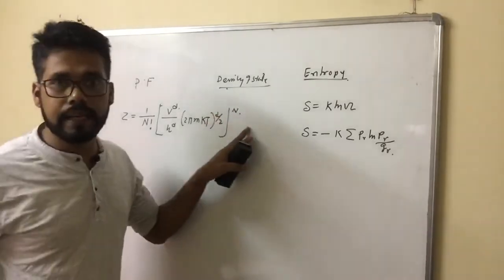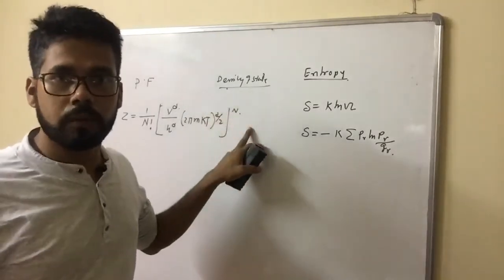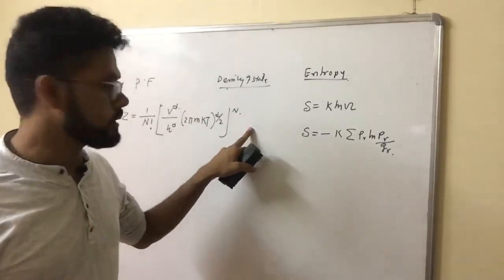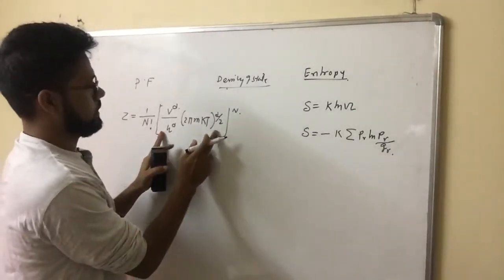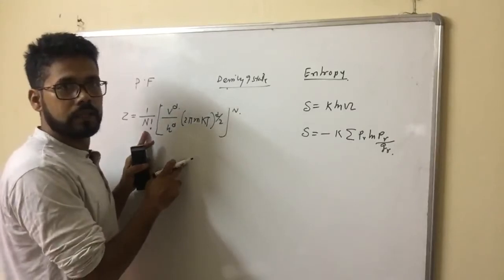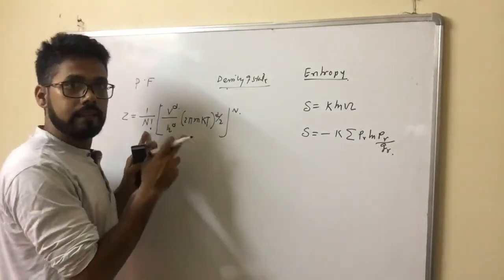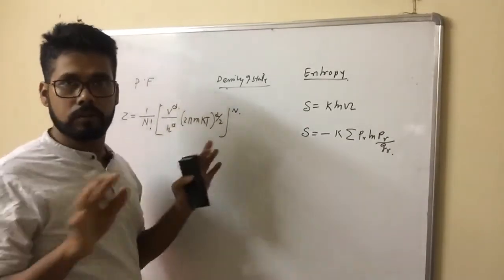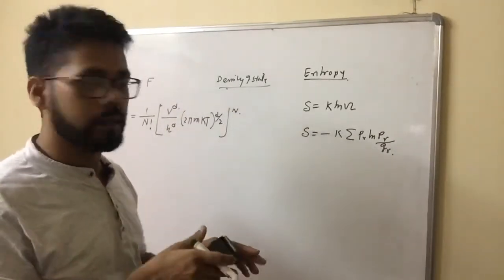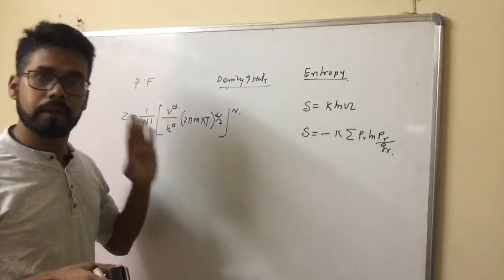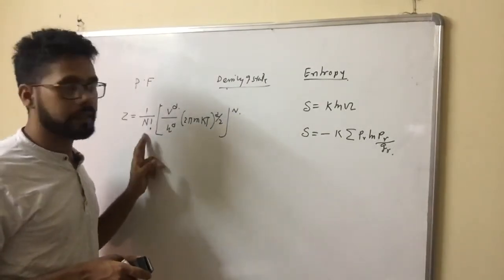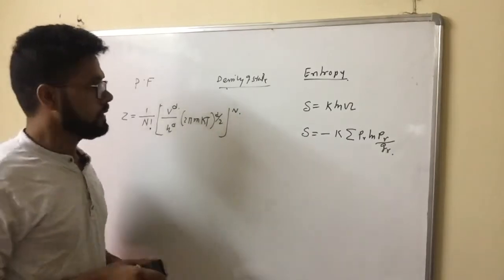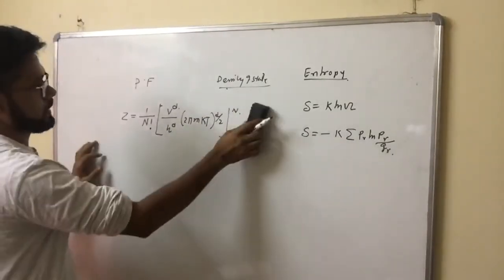And why am I writing n? N is for n numbers of particles. If you want the partition function of a single particle, this is the general formula, and n factorial will not be there. For distinguishable particles, 1 by n factorial will not be there. For indistinguishable particles, there will be 1 by n factorial. But remember, I am telling you again, this n factorial does not affect any thermodynamical parameter calculation. Okay, this is the partition function general formula.